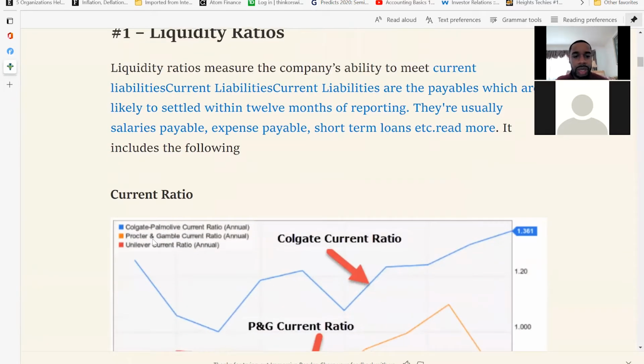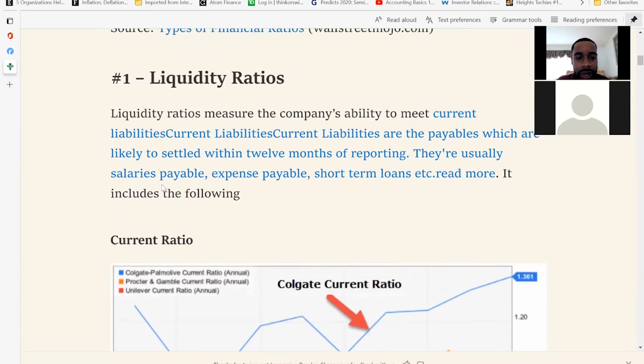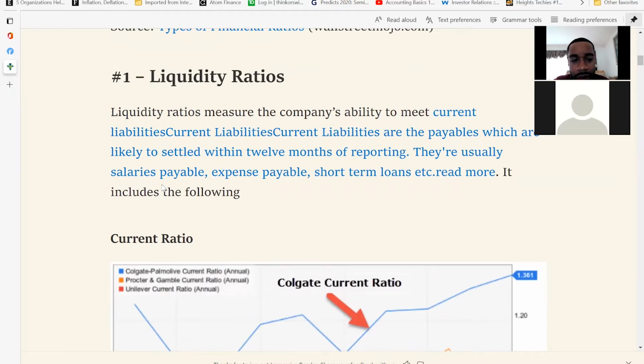All right, so first one, liquidity ratios. Liquidity ratios measure the company's ability to meet current liabilities. This thing is a little messed up, but that's okay. This isn't my website. The liquidity ratio measures the company's ability to meet their current liabilities.